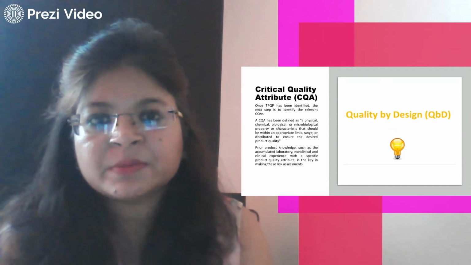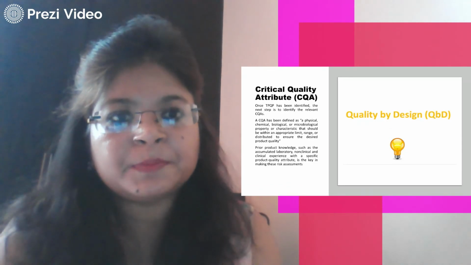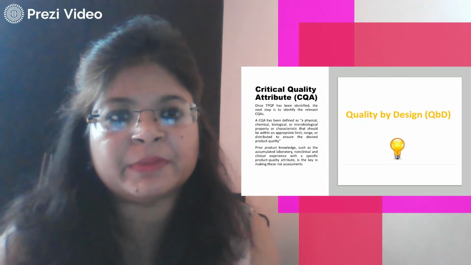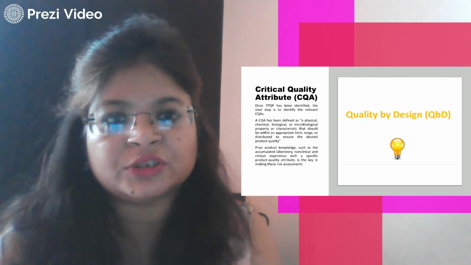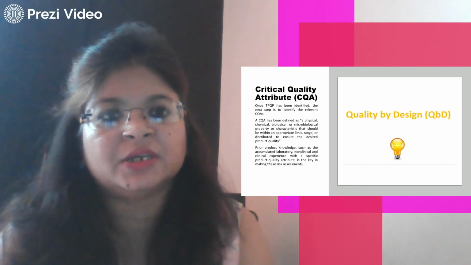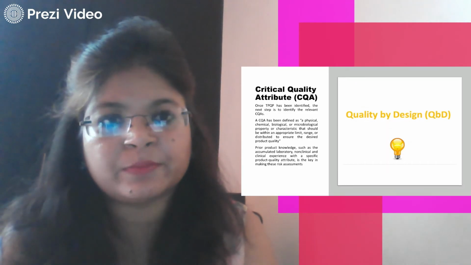You know there are several parameters. Out of them, you need to identify a few characteristics, the desired expectations, which are based on the physical, chemical, biological or microbiological properties and characteristics that should be within an appropriate limit or range. So CQA, also known as the critical quality attribute, again is very important.